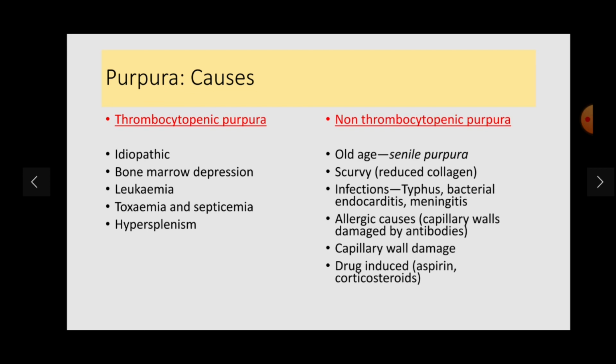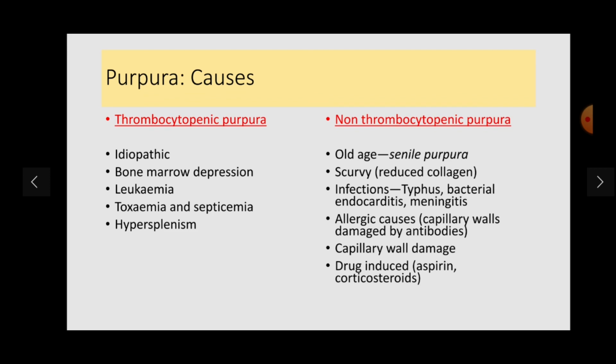Various causes of thrombocytopenic purpura include idiopathic. Idiopathic thrombocytopenic purpura most commonly occurs because of the development of antibodies against the platelets. Bone marrow depression, leukemia, toxemia and septicemia also decrease the platelet count. Hypersplenism: because platelets are removed in the spleen, whenever splenic activity is more, it results in thrombocytopenic purpura.